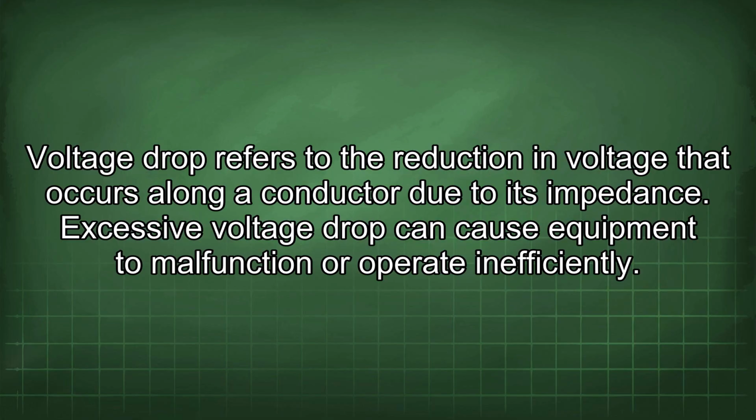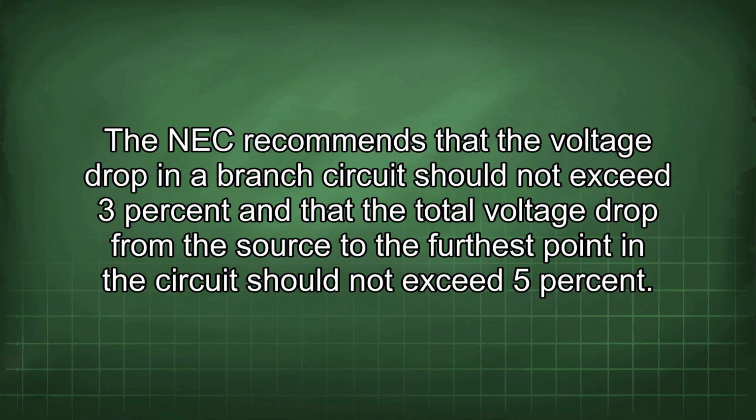Excessive voltage drop can cause equipment to malfunction or operate inefficiently. The NEC recommends that the voltage drop in a branch circuit should not exceed 3% and that the total voltage drop from the source to the furthest point in the circuit should not exceed 5%.